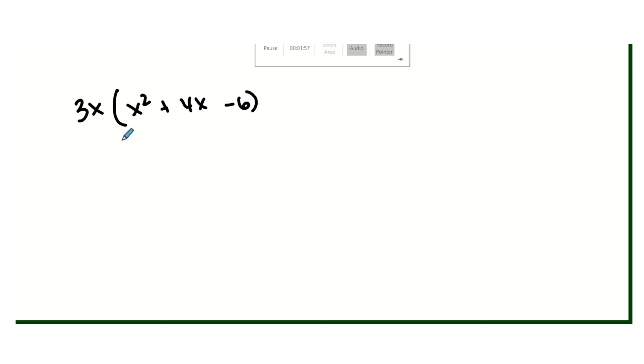So now let's look at this one. Here I need to distribute 3x to the trinomial x squared plus 4x minus 6. So I'm going to use the distributive property. 3x times x squared. Here I'm going to begin by multiplying the coefficients. This has an invisible 1 as a coefficient. So 3 times 1 is 3. And now I'm going to multiply the variables. X times x squared is x cubed. Remember, this exponent has an invisible 1 right here. So 1 plus 2 is 3.